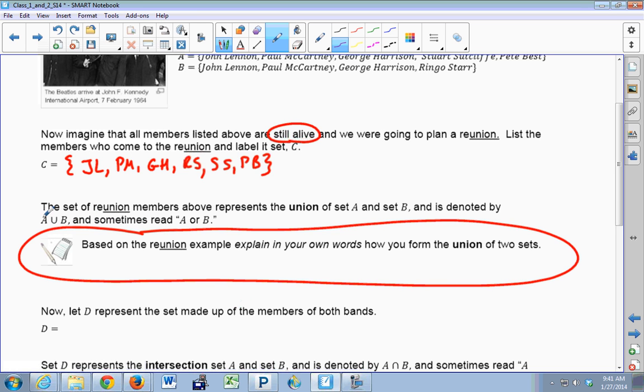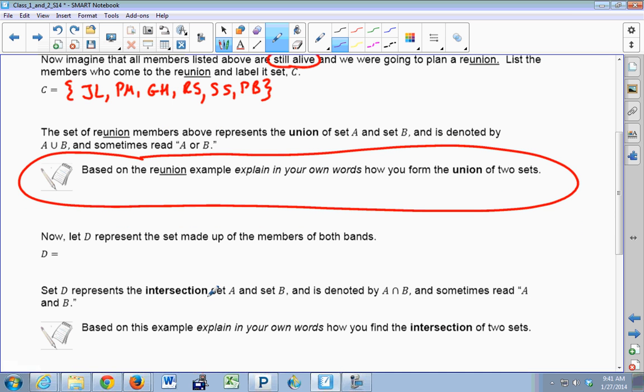And here's how we denote it. Set A, union with set B. That little U stands for union. Okay. Now we're going to look at set D, which is going to be the set made up of members of both bands. So who are the members of both bands?